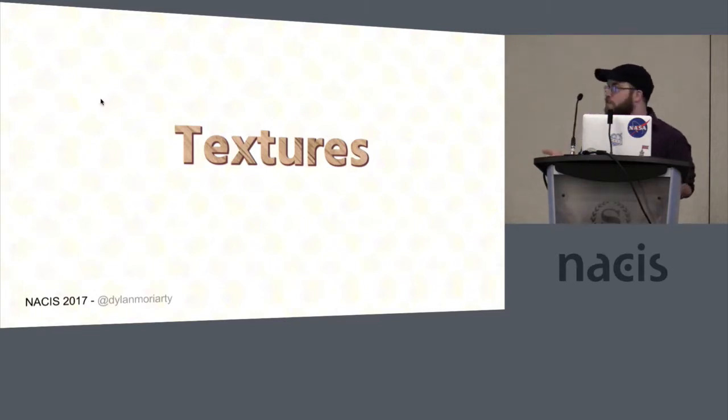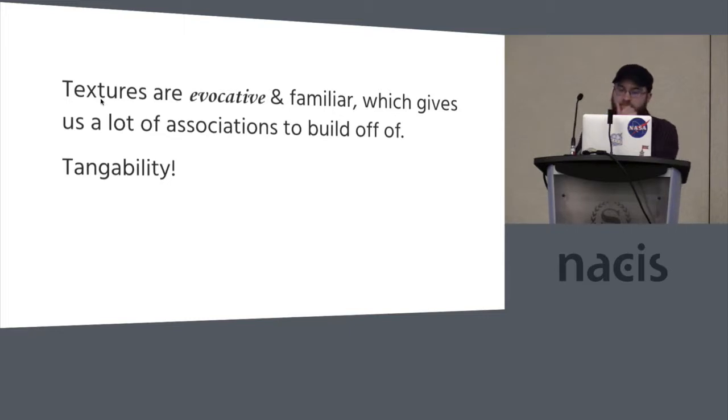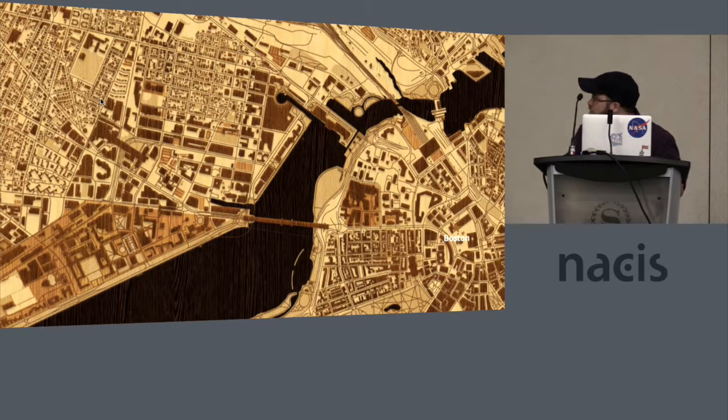Also, as John had mentioned, it's very evocative, just having a texture, and it makes it relate more to different things. Textures are evocative and familiar, which gives us a lot of associations to build off of. It's tangible, it's really cool. Like this map style, I want to cut vegetables on it. It's great.